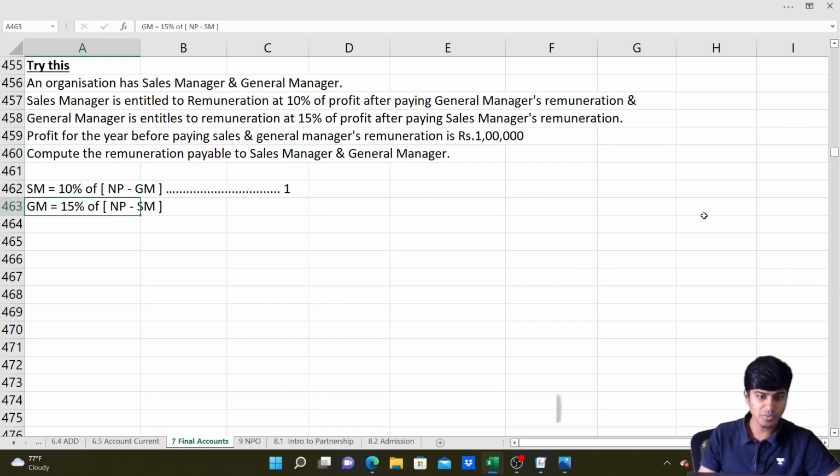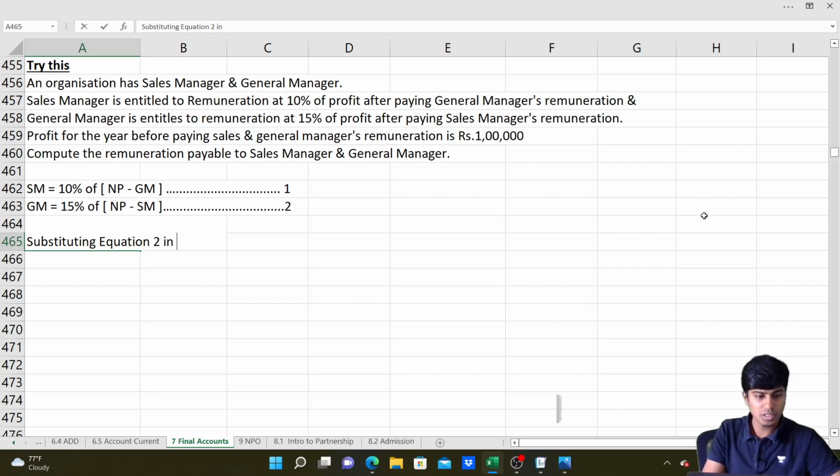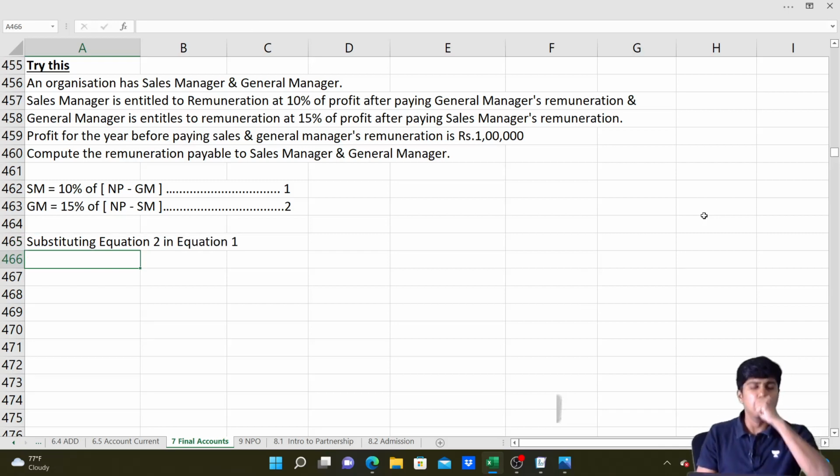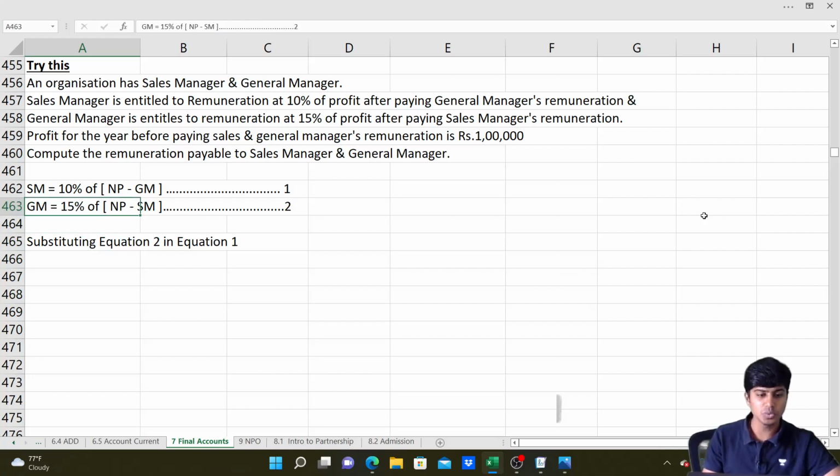I'll call this equation number one, and I'll call this equation number two. Now what am I going to do? I'm going to do substitution of equation 2 in equation 1. I am going to substitute this equation 2 in equation 1.